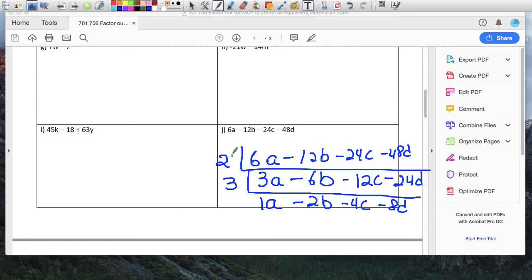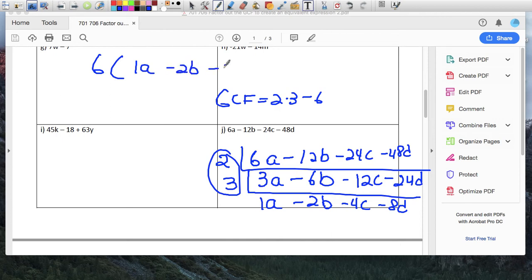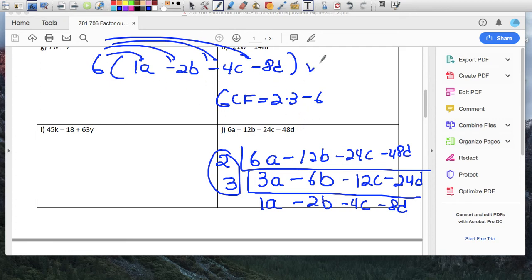So final answer, the GCF is 2 times 3, which is 6. We're going to get 6 times A minus 2B, minus 4C, minus 8D, and you can always check. Right, 6 times 1 is 6, 6 times 2 is 12, 6 times 4 is 24, 6 times 8 is 48. So, check.